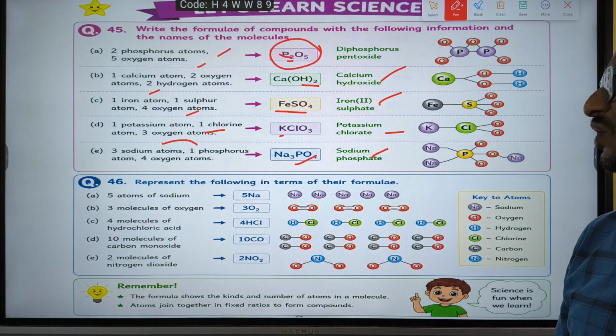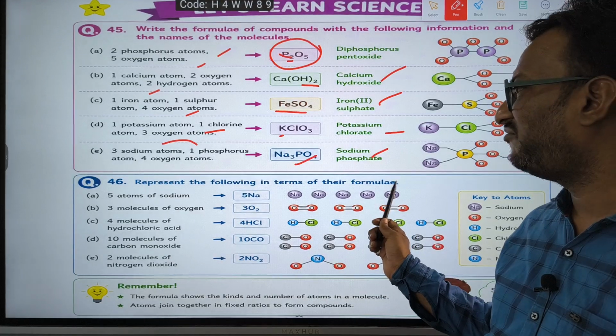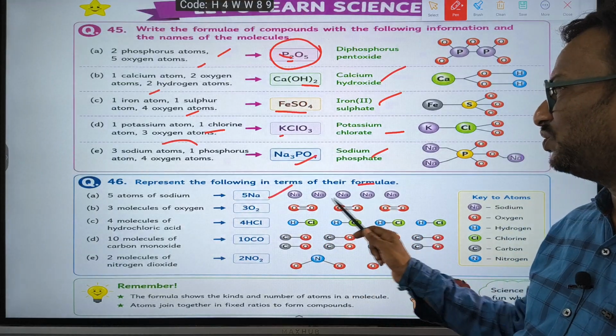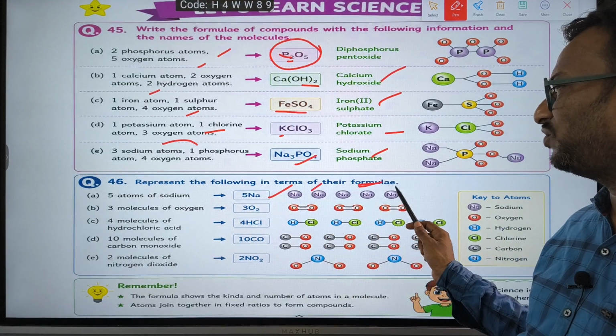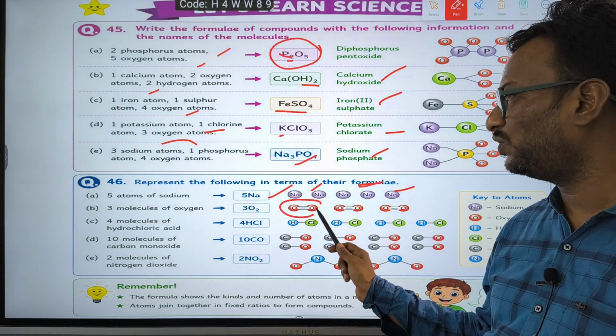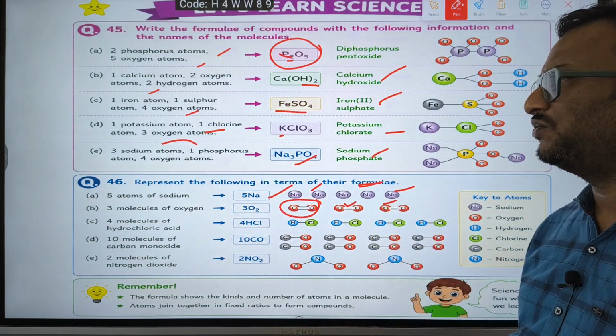Representation of the following in terms of their formulae: 5 atoms of sodium, 5 Na. So single 1, 2, 3, 4, 5. 3 molecules of oxygen, 3 O2. This is 1 O2 molecule, second O2, third O2.